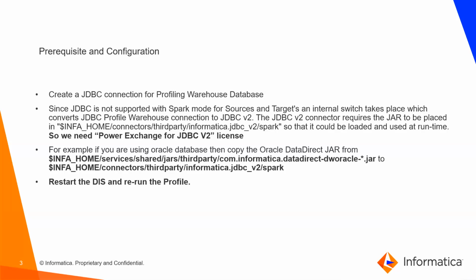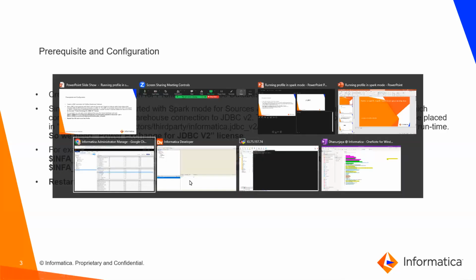So we need the PowerExchange for JDBC v2 license. For example, I'm using an Oracle database, so I'm copying the DataDirect Oracle jar to connectors third party Informatica JDBC v2 Spark and restarting the DIS. Let me go to the admin console and show you how to verify the license part first.